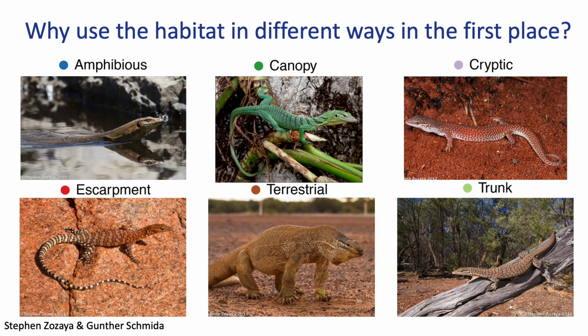But why use the habitat in different ways in the first place? It has to do with competition. Imagine you're arriving in a new neighborhood and you want to open up several restaurants. You wouldn't open up like 10 Mexican restaurants, right? It would be better to have a Mexican restaurant, an Indian place, a Korean place. That way they're not competing with each other. In the same way, monitor lizards are using their habitat in different ways to avoid competing for the same resources.